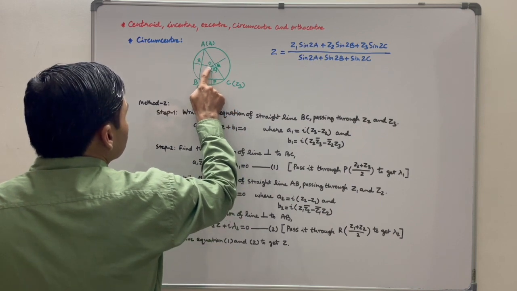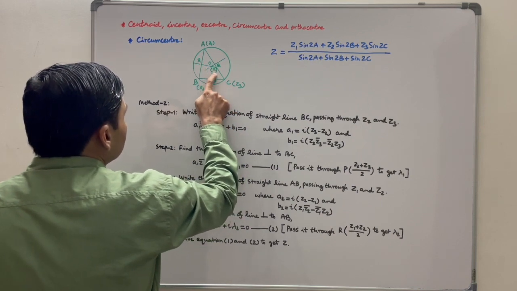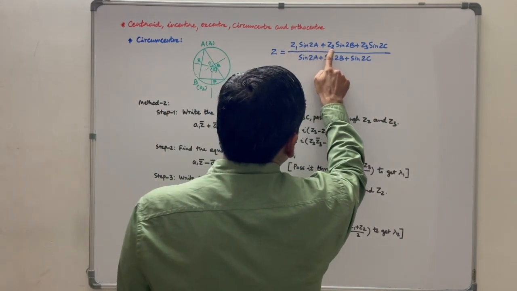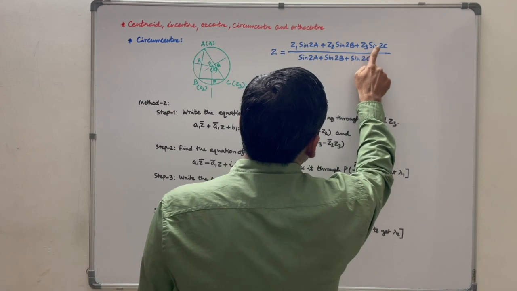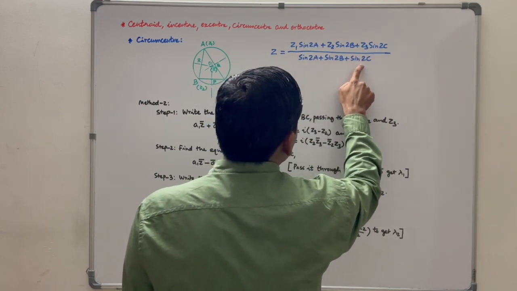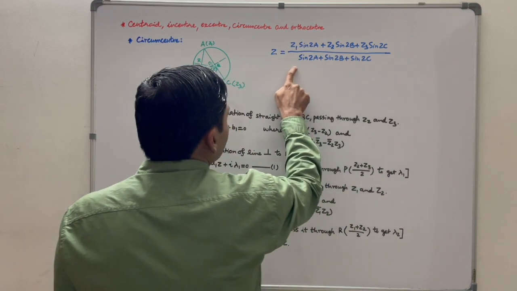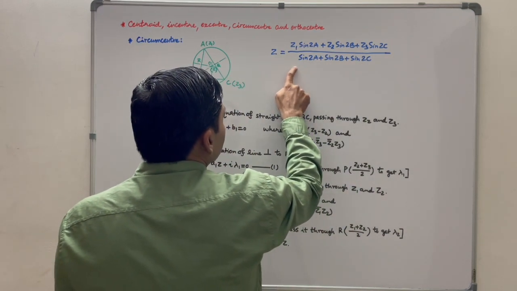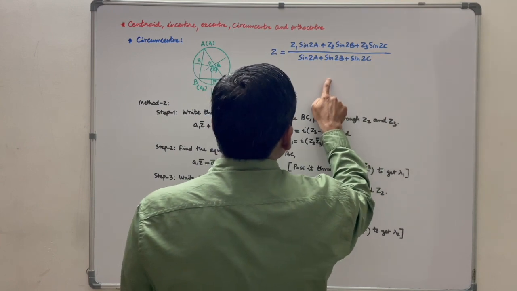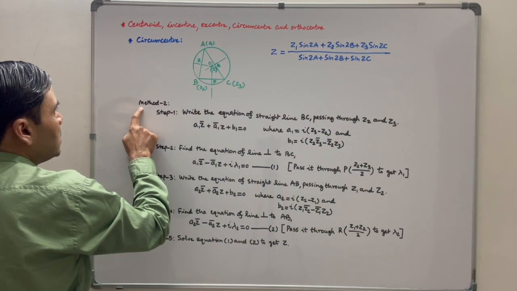Suppose O is represented by complex number z. Then z is equal to (z1 sin 2A plus z2 sin 2B plus z3 sin 2C) upon (sin 2A plus sin 2B plus sin 2C). This formula is useful only if angles A, B and C are given. Otherwise, you need to follow an alternate method.